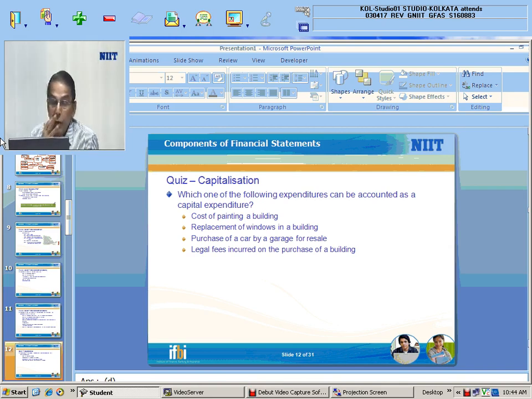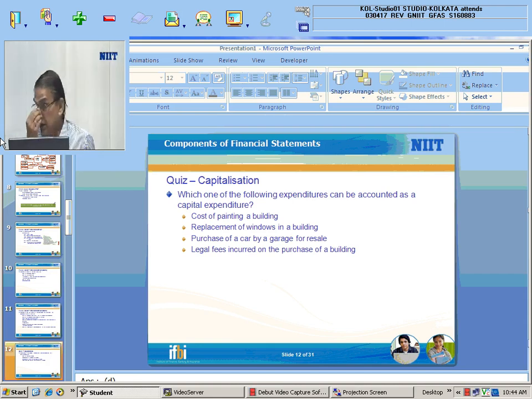So only legal fees incurred on the purchase of a building is a directly attributable cost, because without incurring the legal fees, it would not have been possible to purchase the building. Rest of the things like cost of painting of a building is not an expenditure of capital nature. Neither replacement of windows in a building is expenditure of capital nature, nor purchase of a car by a garage for resale is in the nature of a capital expenditure. So only the fourth item is an expenditure of capital nature. That's capex.